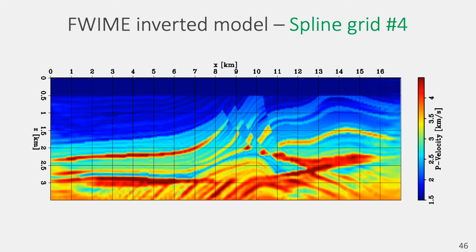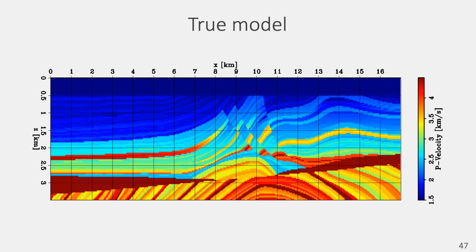And this is the final FWIME inverted model. The recovered model is excellent, but does slightly suffer from edge effects inherent to the limited acquisition aperture. And to compare, this is the true model. I will now flip between the two panels in order to assess the quality of our result.